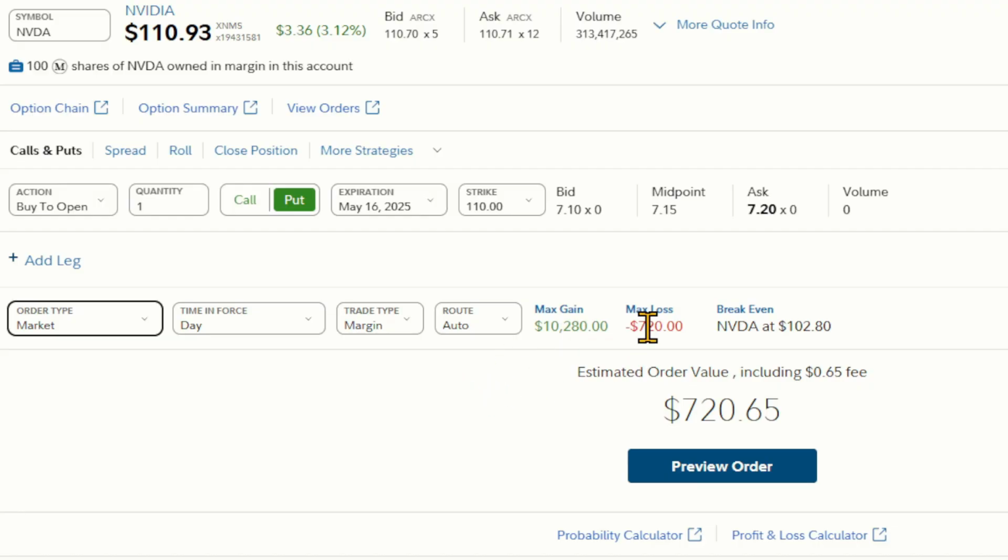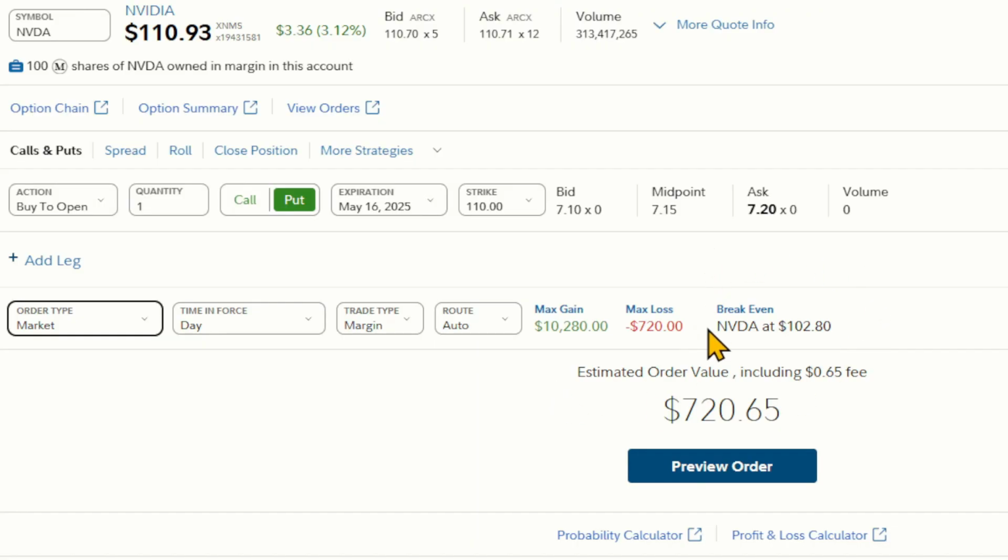Now, what is my max loss? Well, the most I can be out of pocket when I'm a buyer of an option, whether it's a call or a put, is the premium that I'm paying, which is $720.65 in this case. So that's the most that I can lose, right, is my premium that I'm paying out.